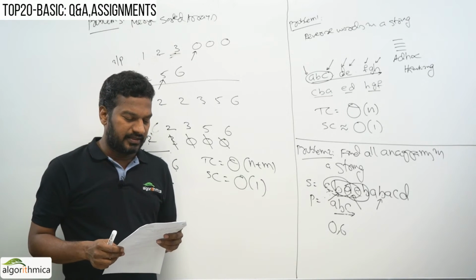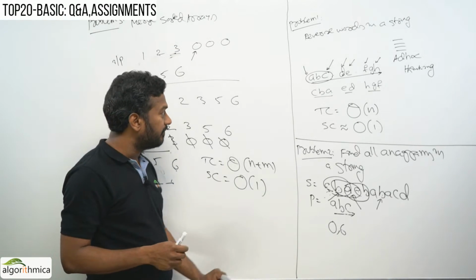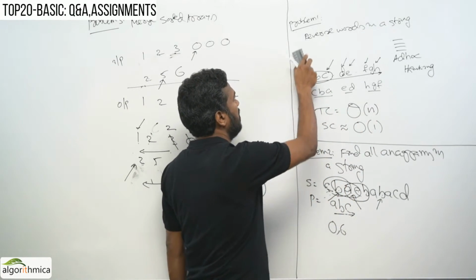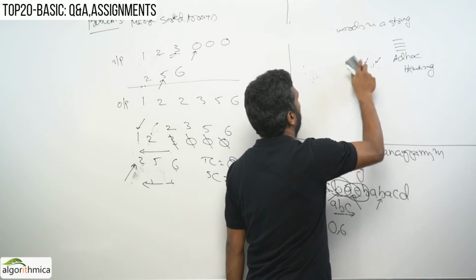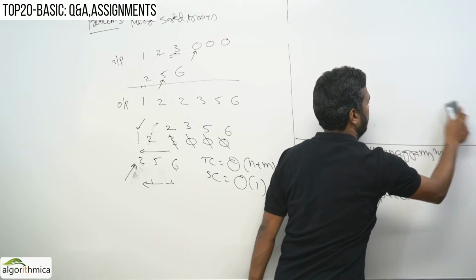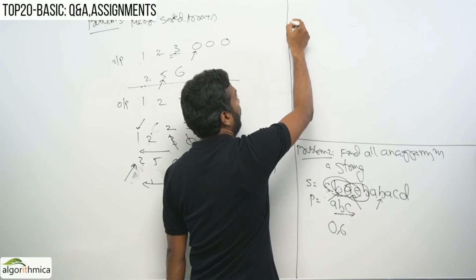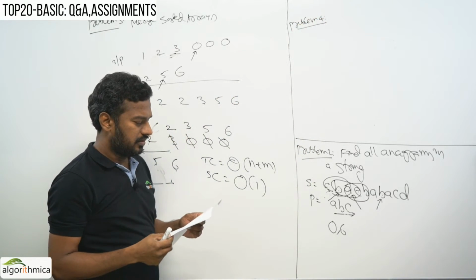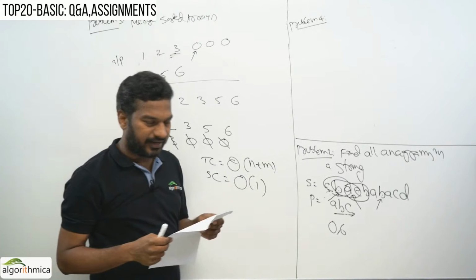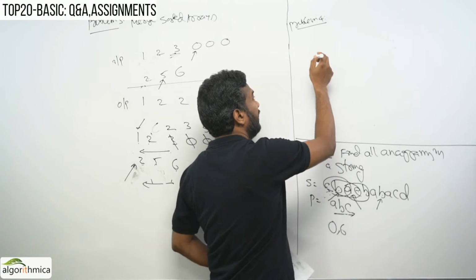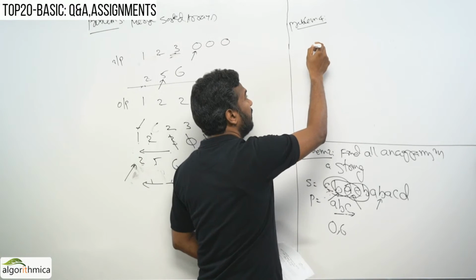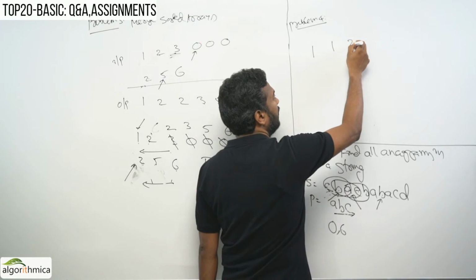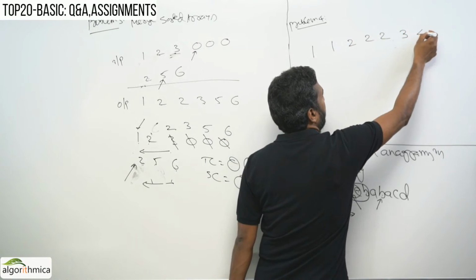So the fourth problem is remove duplicates from a sorted array. Problem number 4 is remove duplicates from sorted array. So how do I really remove duplicates from a sorted array? Let me give an array as 1, 1. This is a very small example, so I'll give a little bigger one: 2, 2, 2 here, 3, 4, 5.